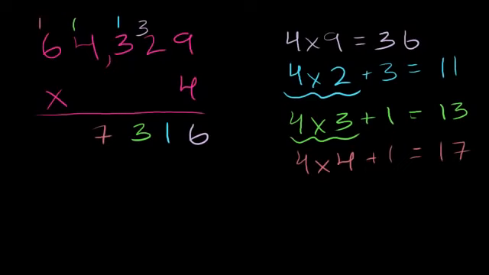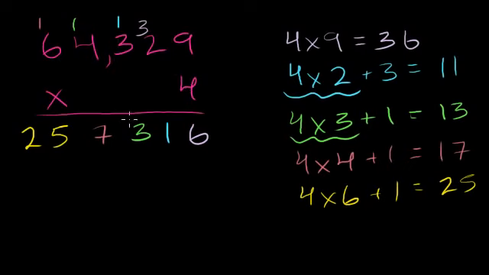We're almost done. And then we have 4 times 6 plus 1. What is that? 4 times 6 is 24, plus 1 is 25. Put the 5 down here. There's nowhere to put the 2. There are no more multiplications to do, so we just put the 2 down there. So 64,329 times 4 is 257,316.